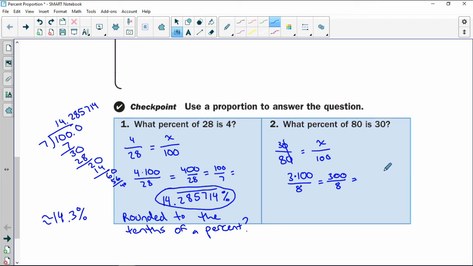Sorry, let's just circle that one. So again, 300 divided by 8. 8 doesn't go into 3. 8 goes into 30 3 times with 6 left over. 8 goes into 60 7 times. 4 left over. And 8 goes into 40 5 times with nothing left over. This should just be 37.5%.